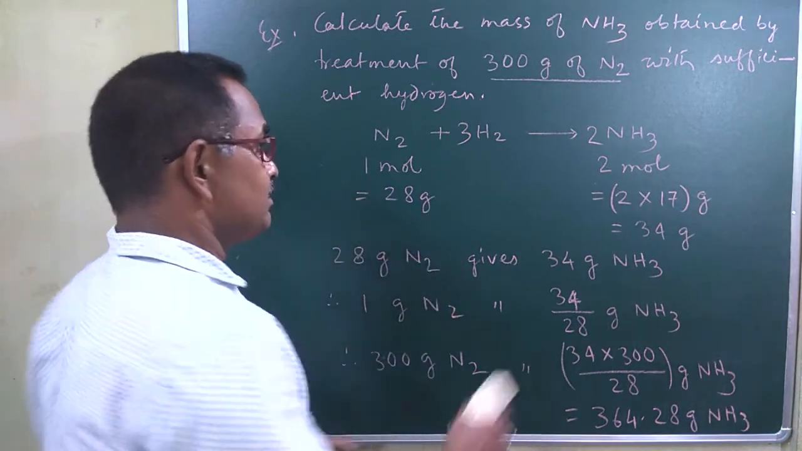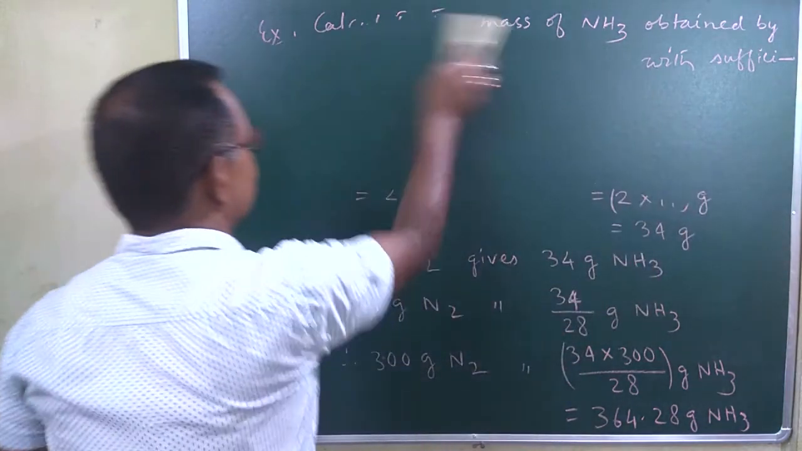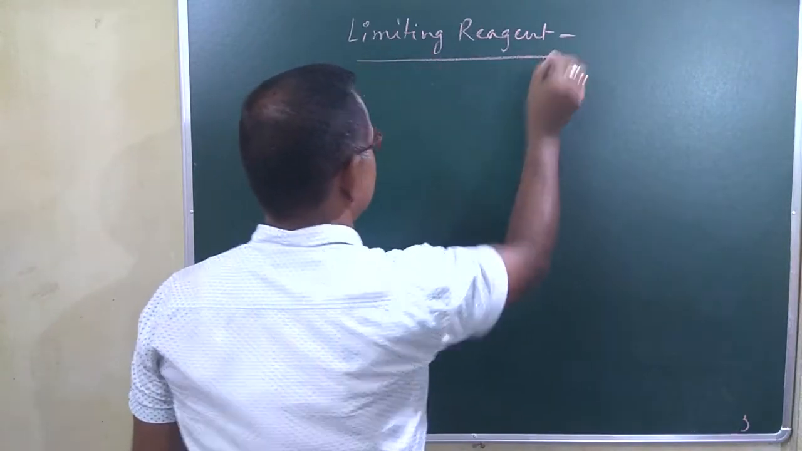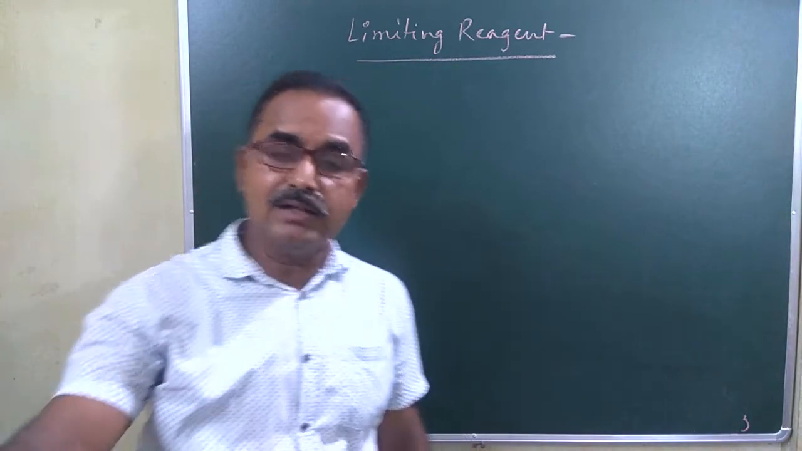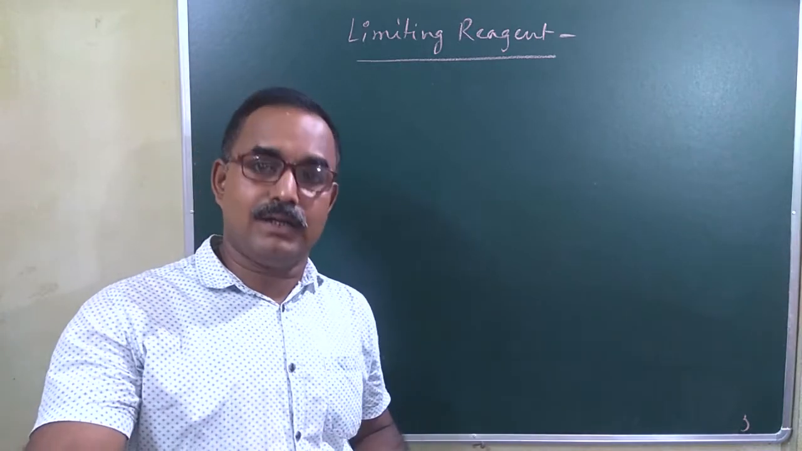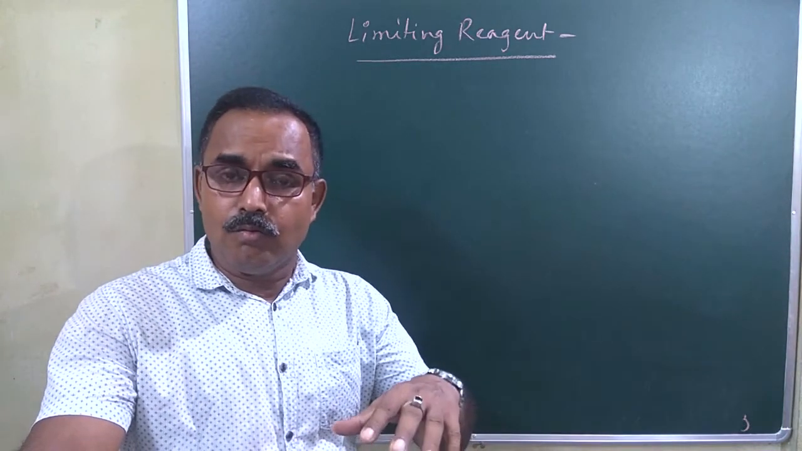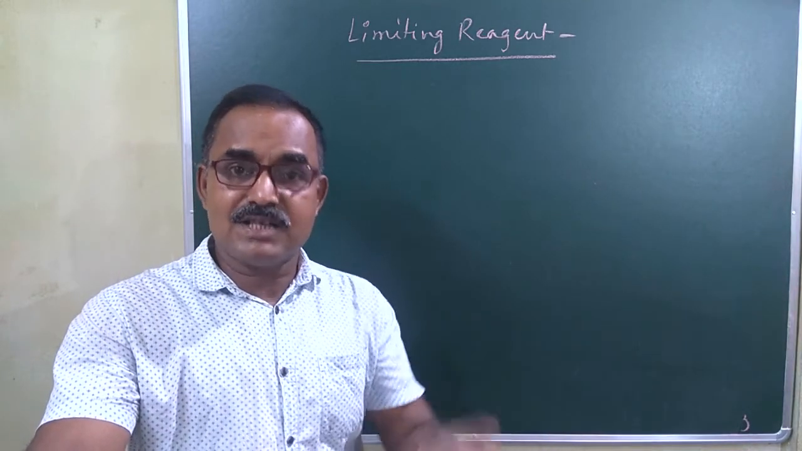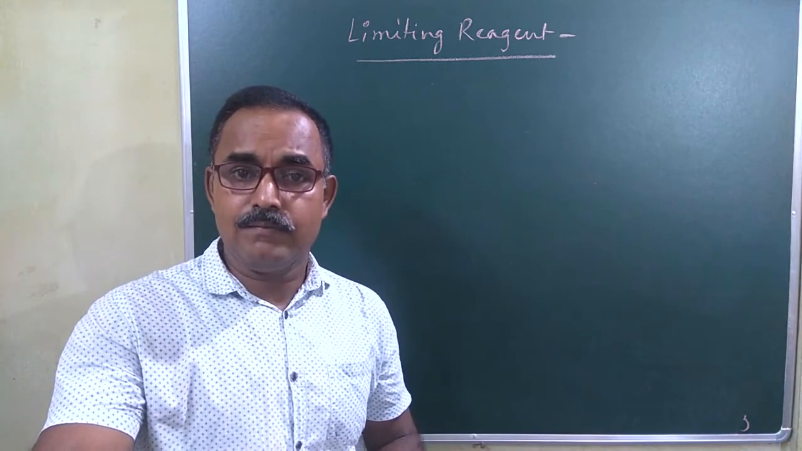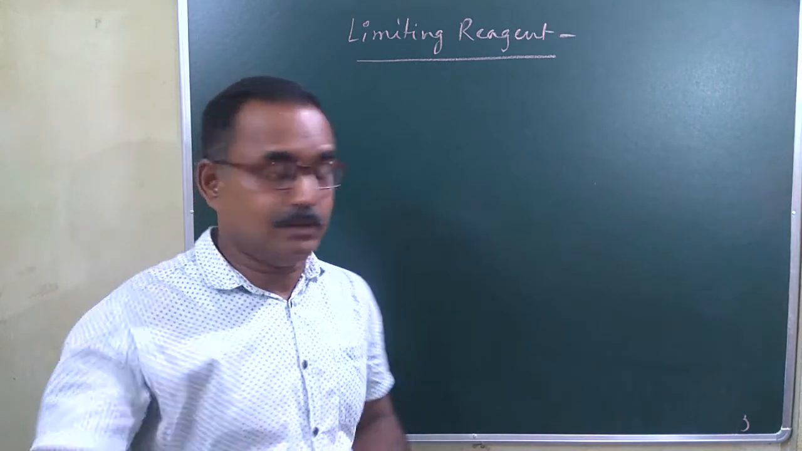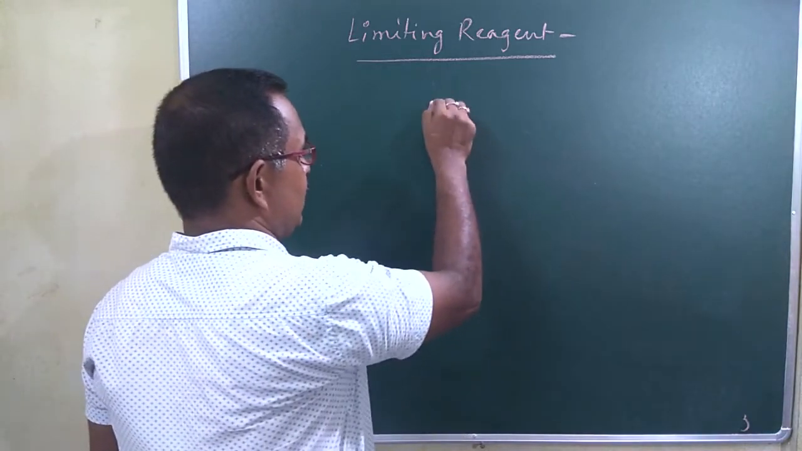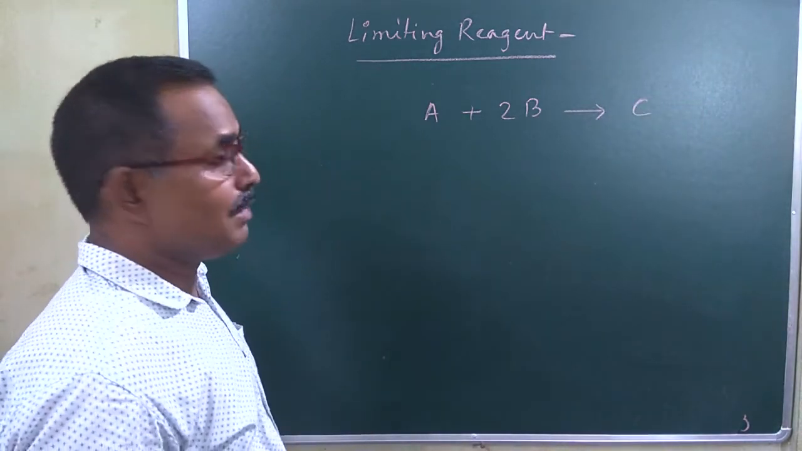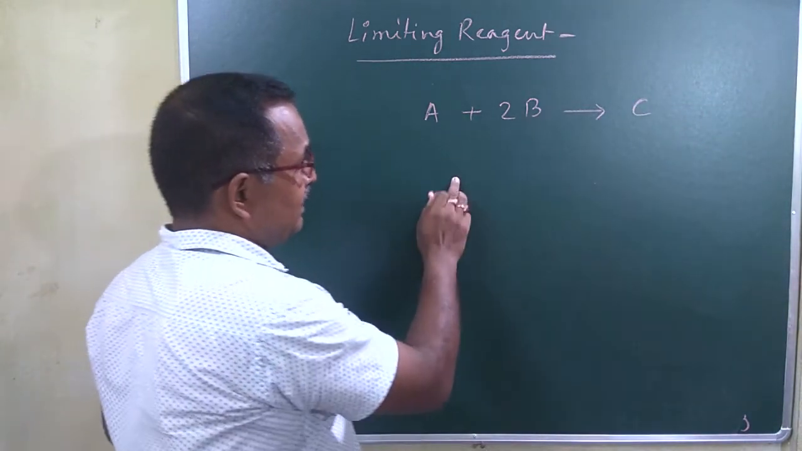So in this connection let us define the concept of limiting reagents. Limiting reagent. You see, when in a chemical reaction there is more than one reactant and one of the reactants is present in a lesser stoichiometric amount, then it is called the limiting reagent. Consider A plus 2B gives C. This is a chemical reaction. From the reaction, what is seen?